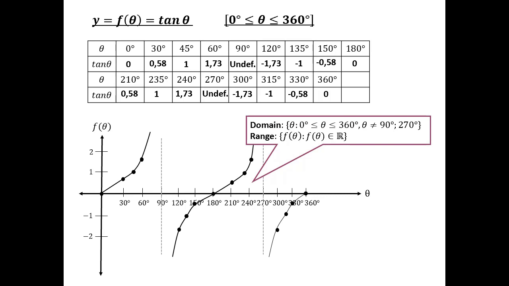Let's take a look at the x-intercepts. So the function has x-intercepts at (0 degrees, 0), (180 degrees, 0), and (360 degrees, 0). The y-intercept of the function is at (0 degrees, 0). This is the point where the graph crosses the y-axis. For the tangent function, this occurs when theta is equal to 0.